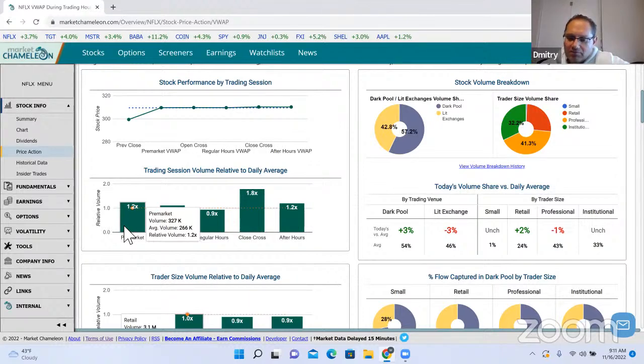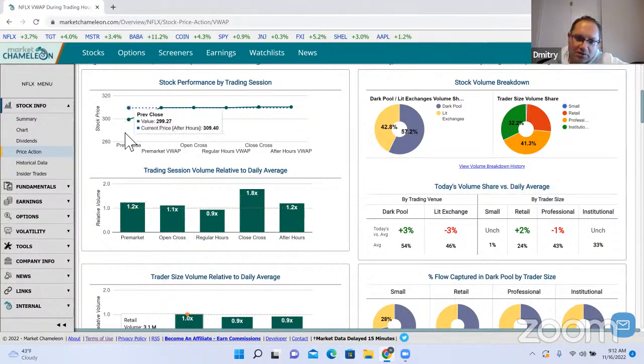Yesterday, you could see, as I'm hovering over it, what this is letting us know is that the volume in the pre-market was 1.2 times the average pre-market volume. So a little bit higher than the average, 20%. If you hover over it, you can see 327,000 shares traded in the pre-market hours versus an average daily volume of 266,000. So a little bit more active in the pre-market.